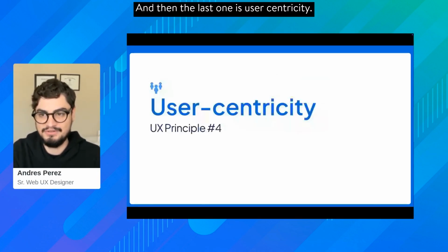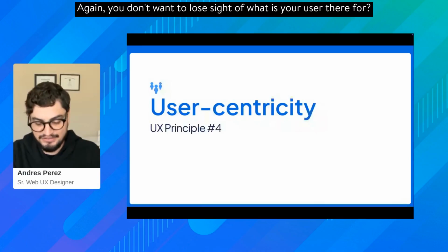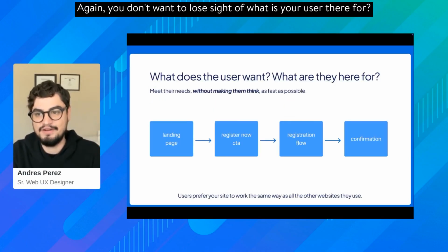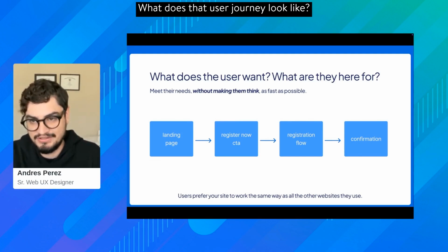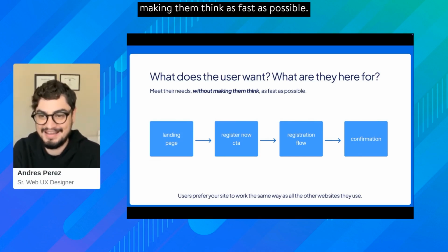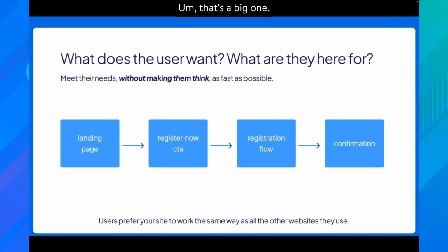And then the last one is user centricity. Again, you don't want to lose sight of what is your user there for? What does that user journey look like? You want to meet their needs without making them think as fast as possible. That's a big one, is do not make your users think.